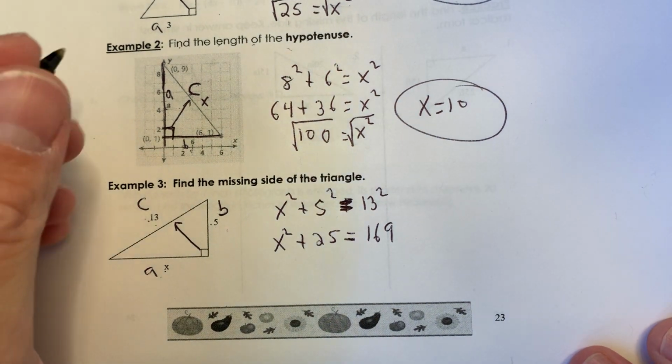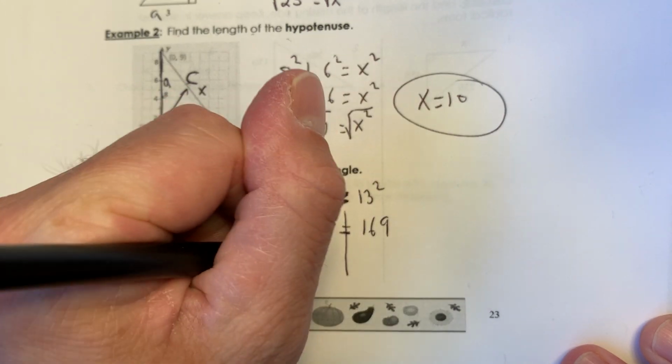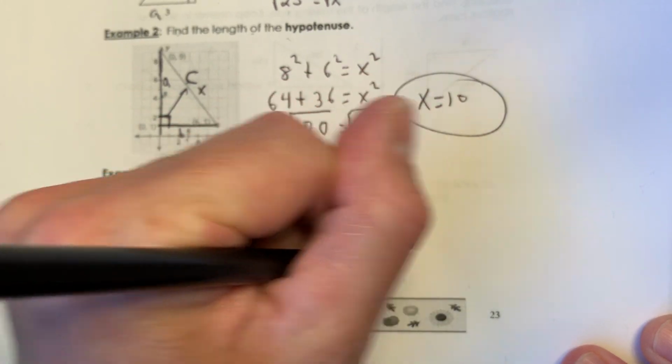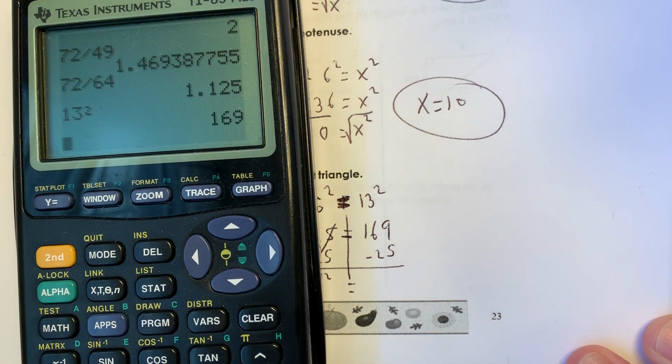Now what do I do? Okay, guys, this is like an equation. We got to take the 25 and move it over. So I'm actually going to subtract 25 over here. And again, I don't know what it is.